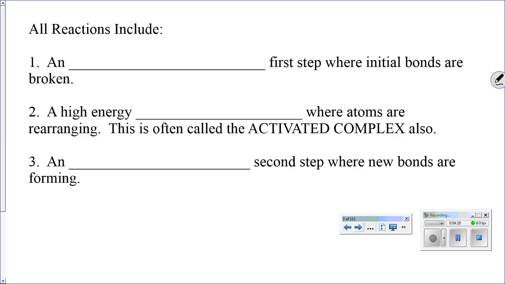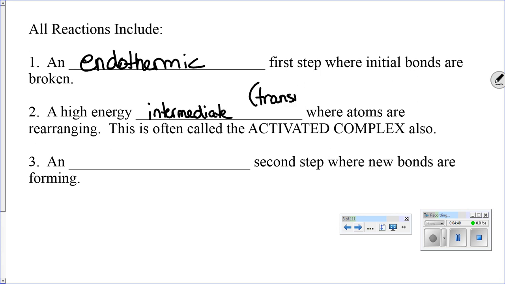Please keep in mind that all reactions include an endothermic first step, where initial bonds are broken. And then there's what we call kind of this high energy intermediate. This is also something referred to as a transition state. We talked a little bit about this in our bond energy unit. You don't need to know the details of this. It's just the idea that we've broken initial bonds, but we have not formed new bonds yet.